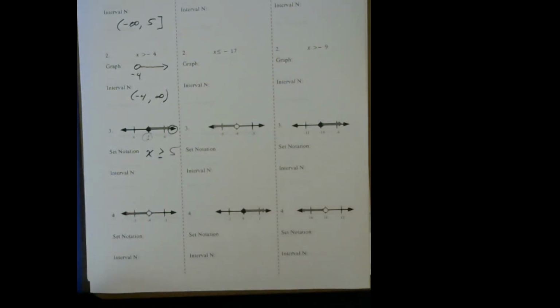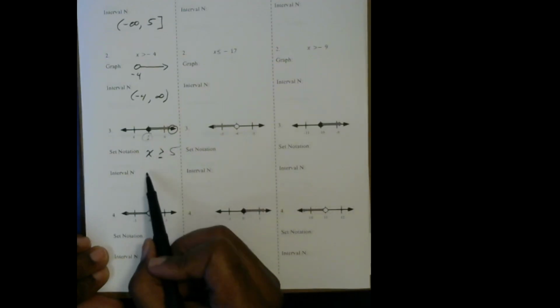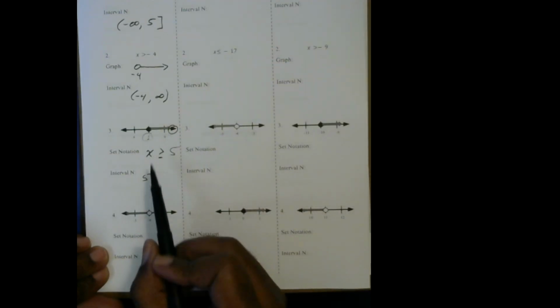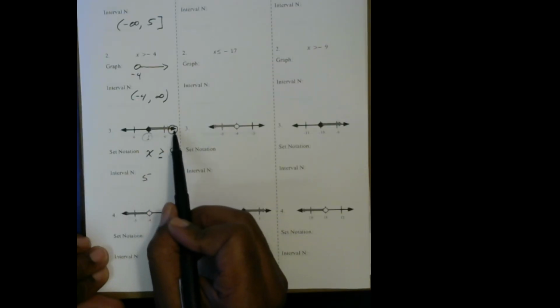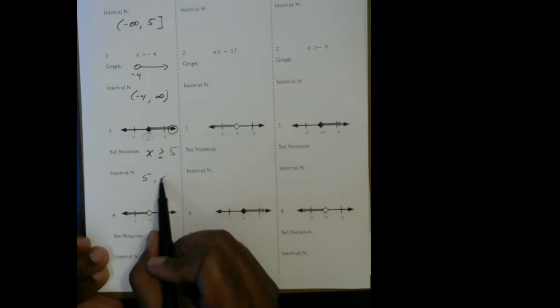Finish. Now, the interval notation for this, we look at how far we can go to the left. This is as far as we can go to the left, which is 5. So we'll put 5 there. How far can we go to the right? We can keep going, which is positive infinity. So that's my left and right for interval notation: how far I can go to the left, how far I can go to the right.